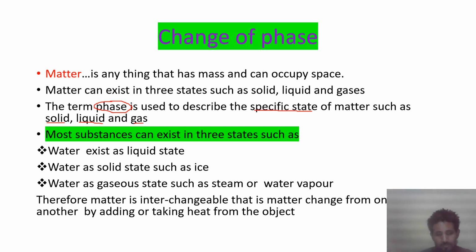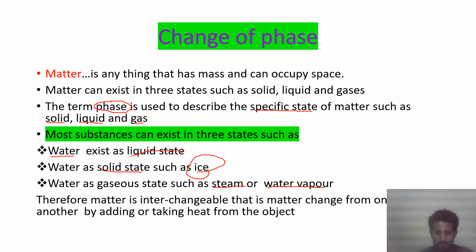So most substances can exist in three states. For example, if you take water, it can exist as liquid state. Water can exist as solid state such as ice. And water can exist as gaseous state, for example as steam or water vapor. So water can exist in three states: liquid, solid such as ice, and gaseous such as steam or water vapor.